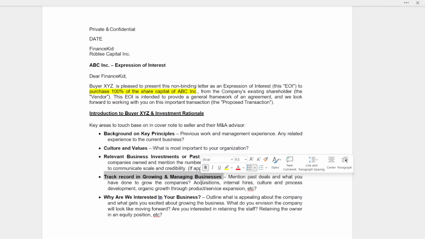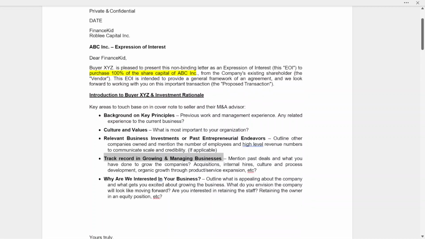So alluding to your management approach is critical, right? Because again, that seller is going to be working with you as you transition that business, so they need to understand your management style. And then the final thing is, why are you interested in this business?